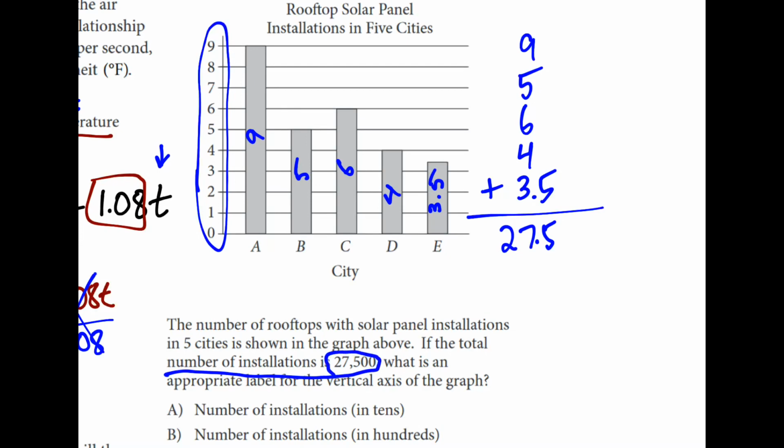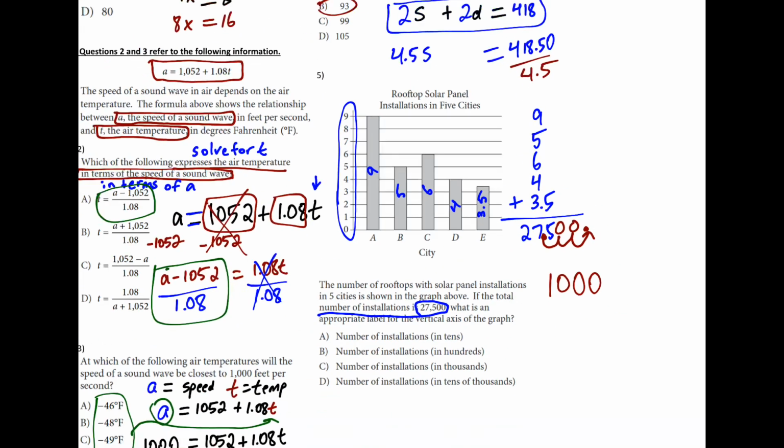So if we want to go from 27.5 to 27,500, we have to move the decimal place over 1, 2, 3 times. And now we're looking at 27,500. To move it over 3 times, we have to multiply by 1,000.